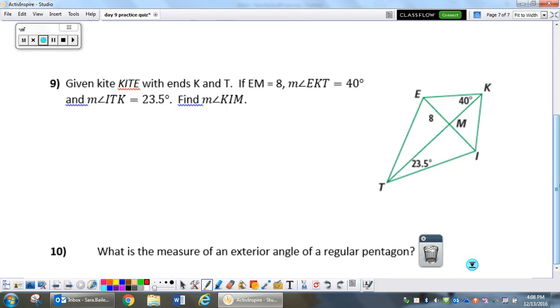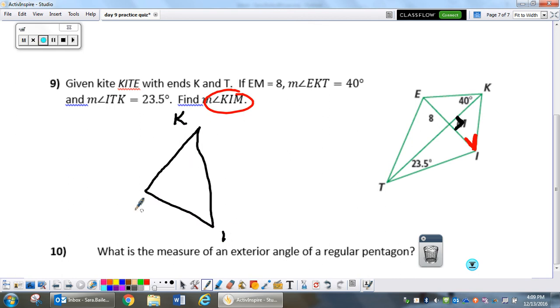All right, number 9. This is a toughie. Number 9 is finding the measure of KIM. Okay, so it's that angle. We know that the diagonals of a kite intersect at a right angle. So that guy right there is a right angle. So if you redraw, you have K and I, and then we can just call this A or something. But we know it's a right angle, and we need to find that guy.